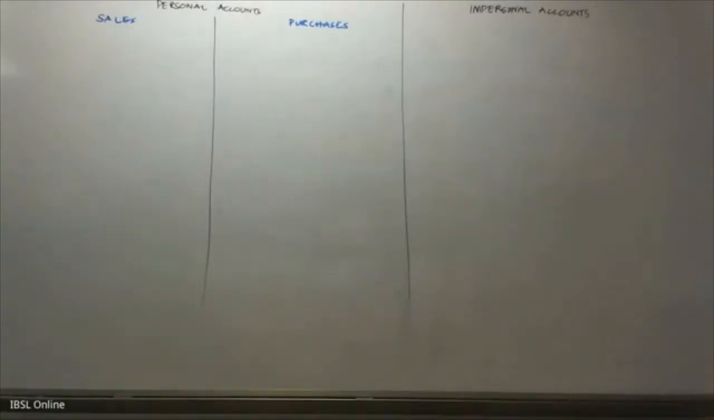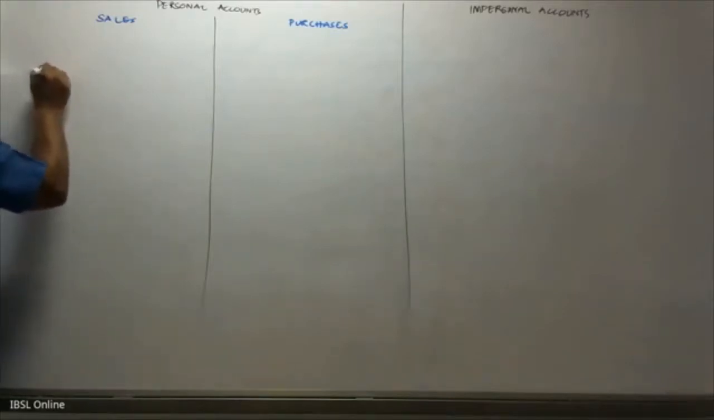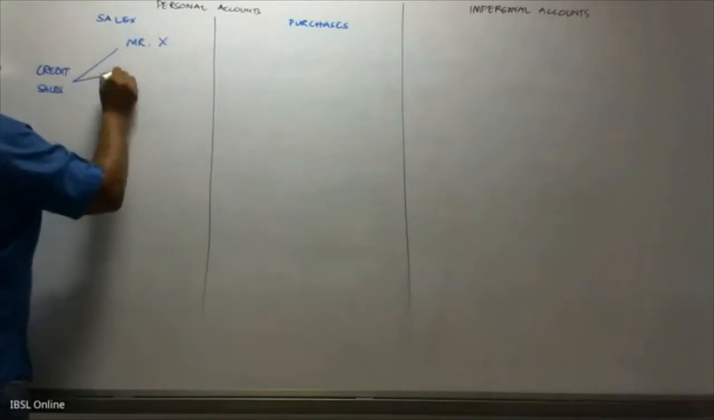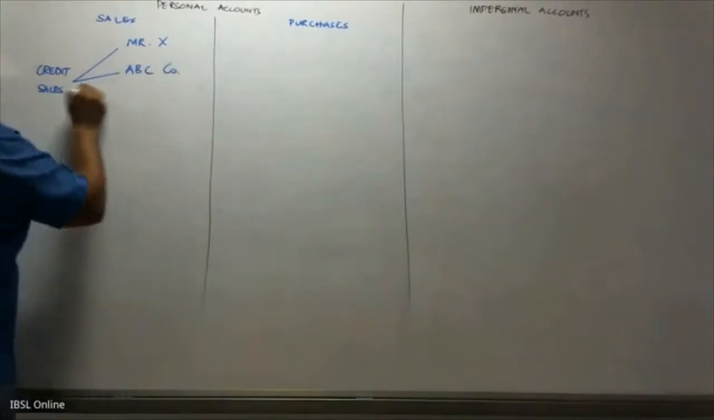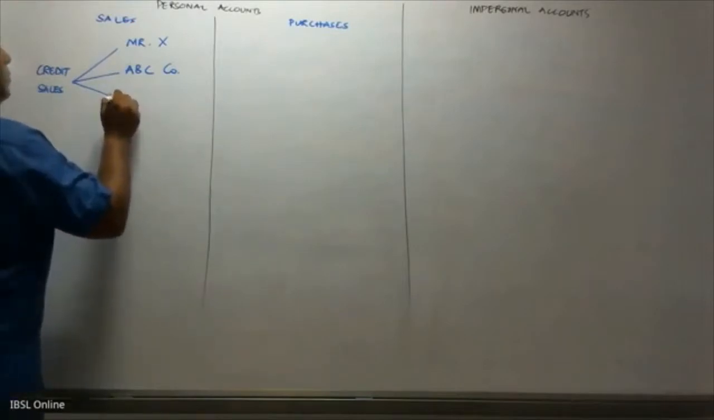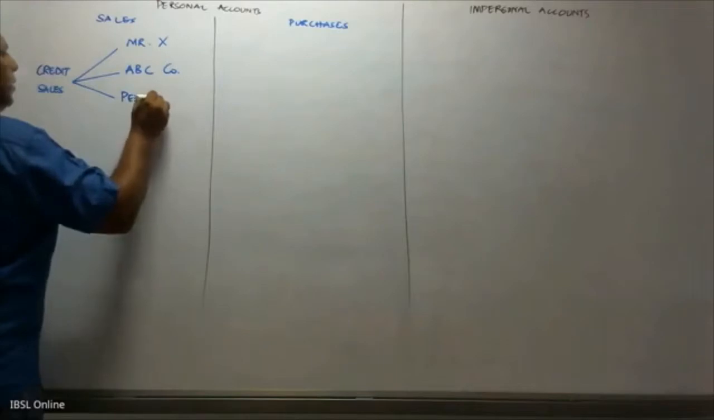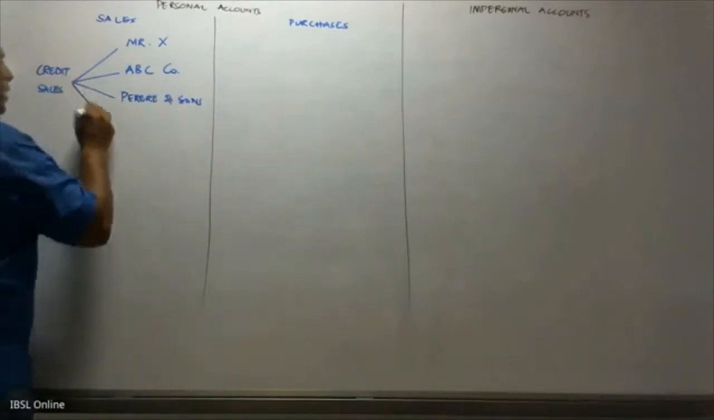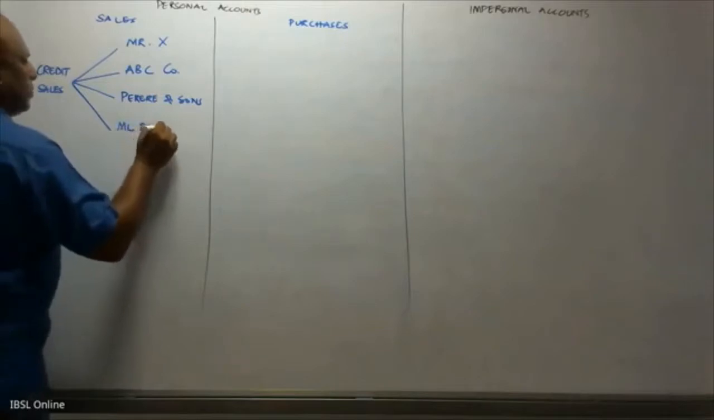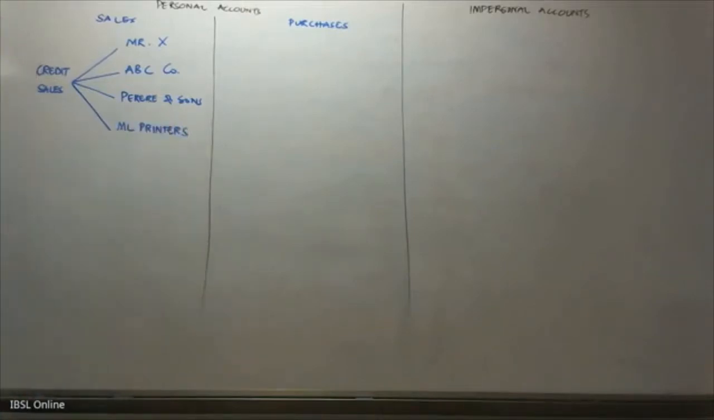So when you do a credit sale, let's say you do credit sales with Mr. X, ABC company, Herrera and Sons, we are just taking some names, ML printers, let's say. So you are doing sales with all these people.